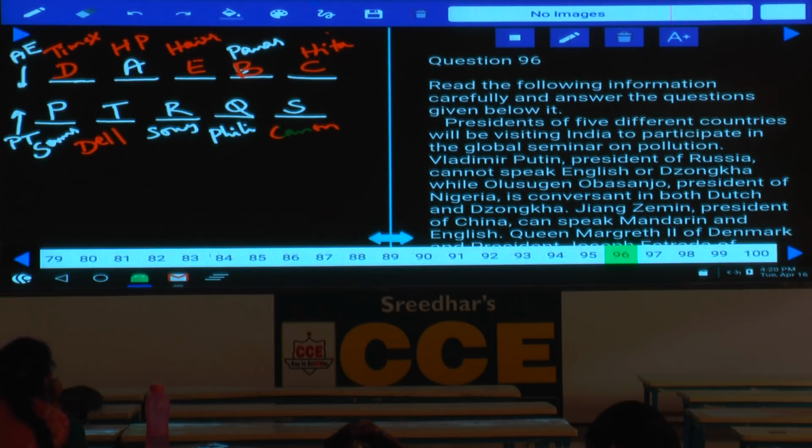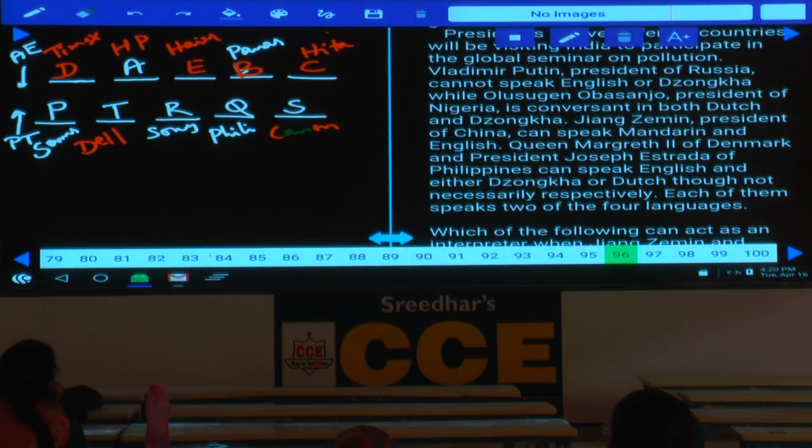Vladimir Putin, president of Russia, cannot speak English or Jonka. And Olusegun Obasanjo, president of Nigeria, is conversant in both Dutch and Jonka. And Jiang Zemin, president of China, can speak Mandarin and English. And Queen Margaret II of Denmark and President Joseph Estrada of Philippines can speak English and either Jonka or Dutch, though not necessarily respectively in the same order. Then each one of them speaks exactly 2 of the 4 languages.